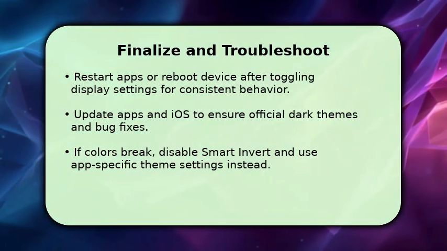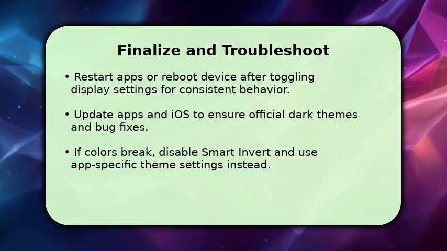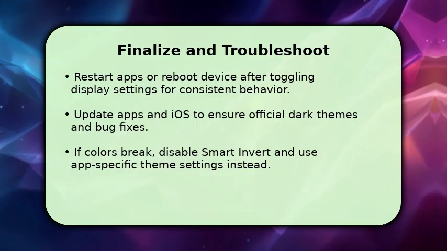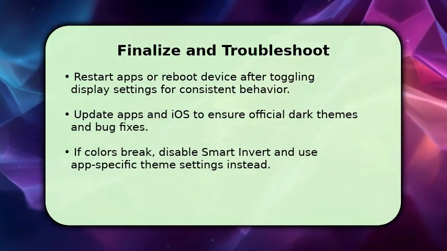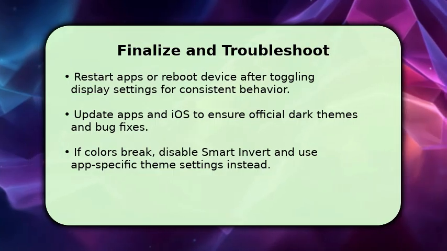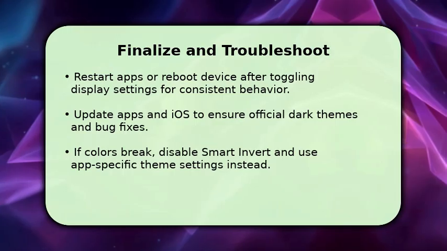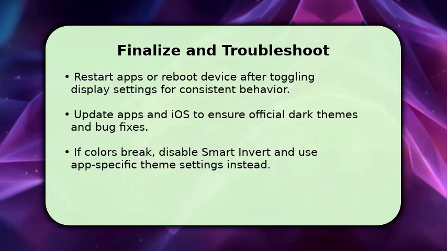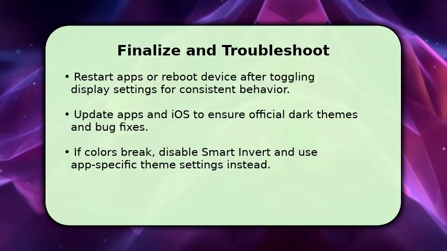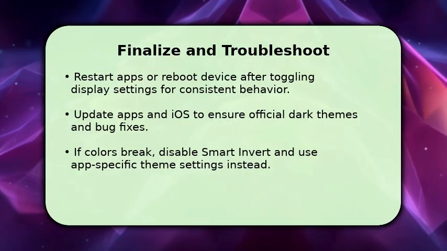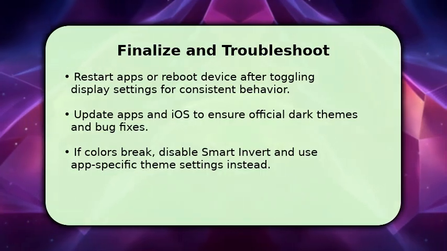Finally, you finalize and verify the change. Close and reopen apps or reboot the iPhone to ensure theme changes take effect. Keep iOS and apps updated so developers can add native dark themes. Updates often fix misrendered colors. If an app still looks wrong after Smart Invert, disable Smart Invert and rely on that app's internal theme control. This usually restores correct imagery and contrast. If necessary, report the issue to the app developer with screenshots.